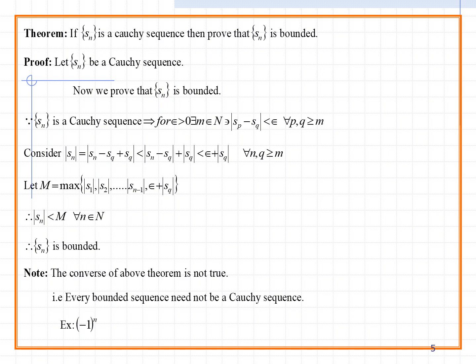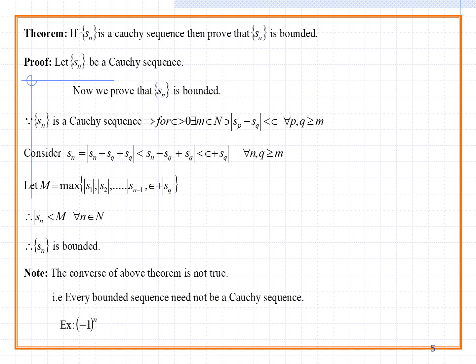What is a Cauchy sequence? In a sequence, after some distance, the difference between a later value and an earlier value is nearest to 0. For example, if the 101st term and the 102nd term are there, the 102nd term minus the 101st term is near to 0, or less than epsilon. So that sequence is called a Cauchy sequence. So let us see this theorem.